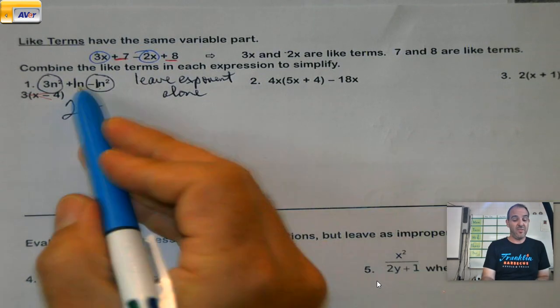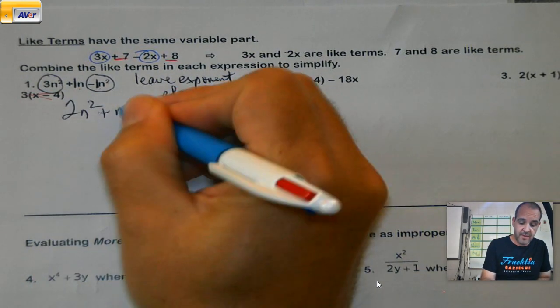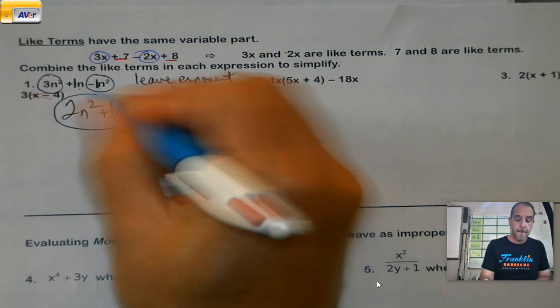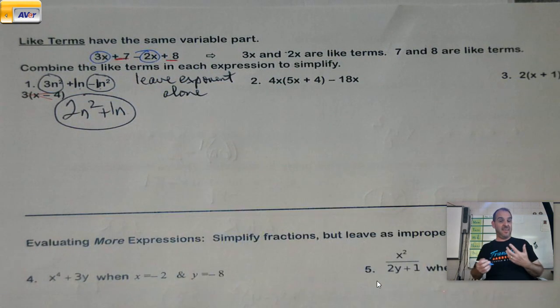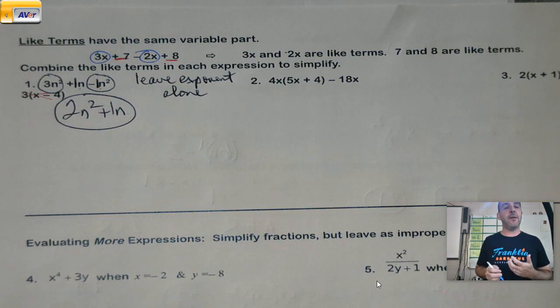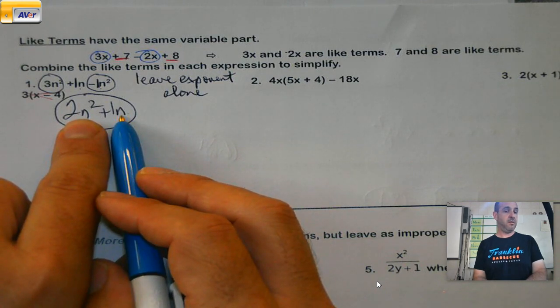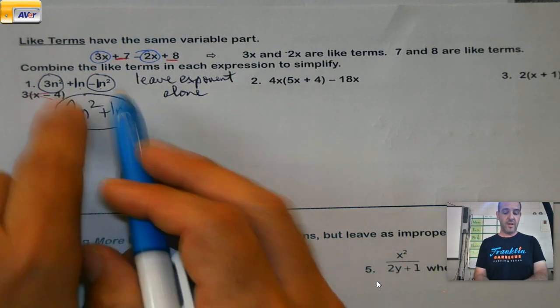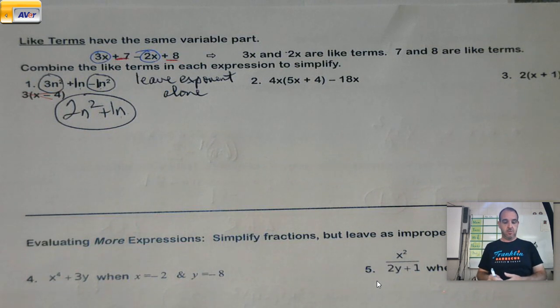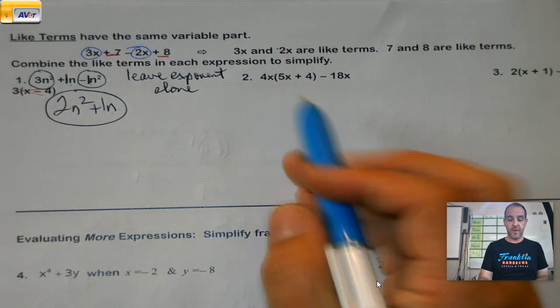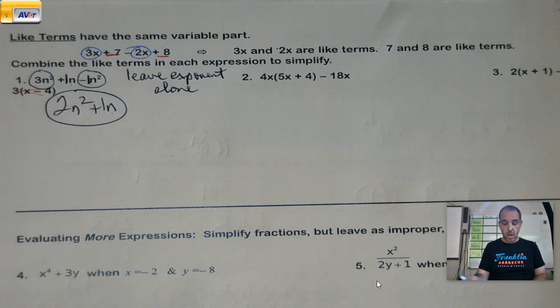And then this is the only n term. So plus n, if you want to put the 1 in, that's fine. But the exponents, even on a variable, have to be the same to combine them. I can't combine these and call this n to the third. Okay? Only put the ones that are identical or alike with the same variable part together. If they're parentheses, we got to do a little bit of work before we can do that.